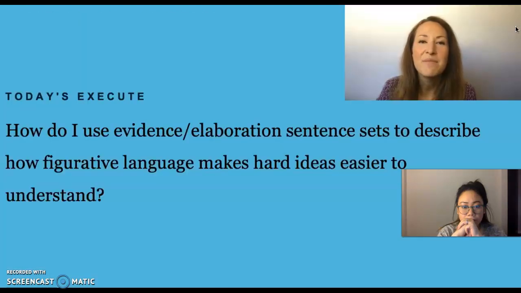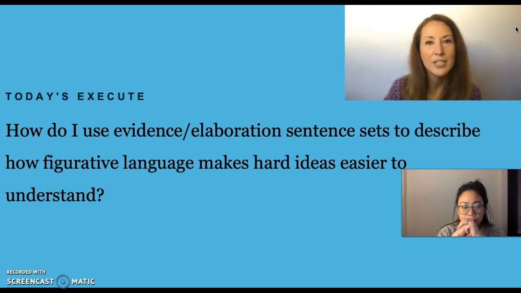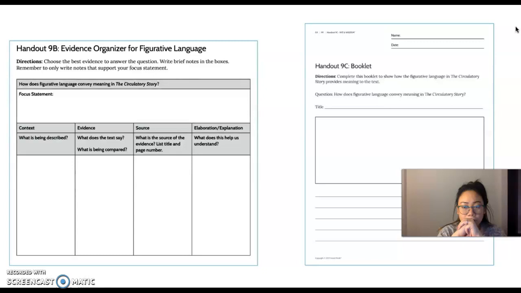Now we are going to use the information from our evidence organizer to make evidence elaboration sentence sets. Remember, we're trying to show how figurative language makes hard ideas easier to understand. Okay, so we have already worked together to take information from handout 9B, put it in complete sentences, and then transfer it to our handout 9C booklet. You're actually going to do this on your own today, so I want to give you just a few tips.